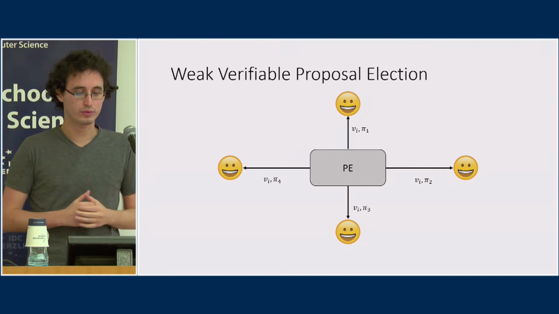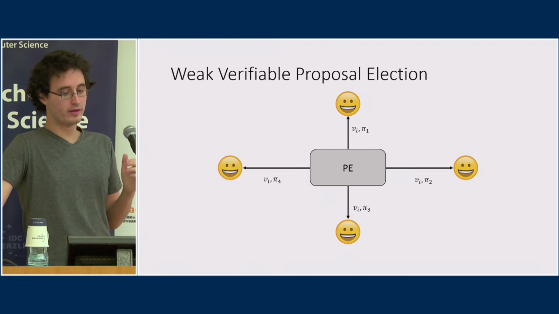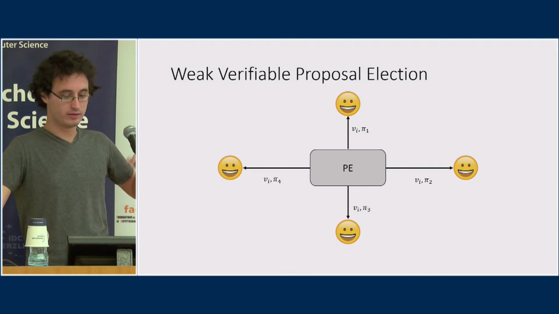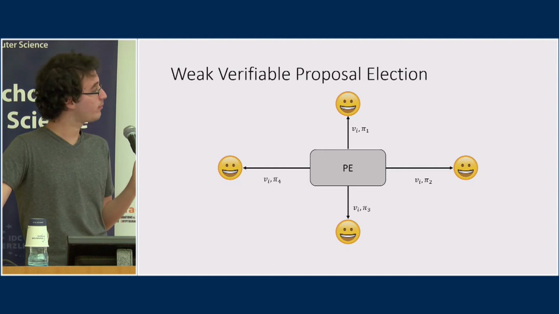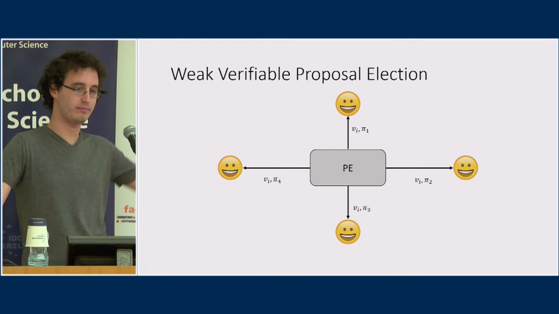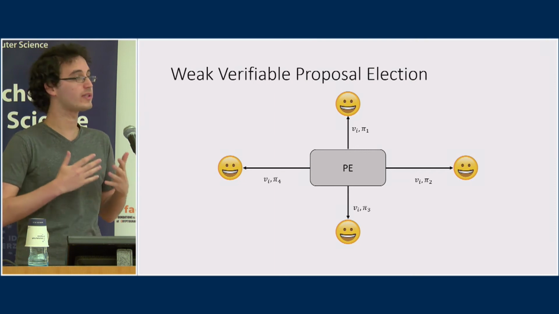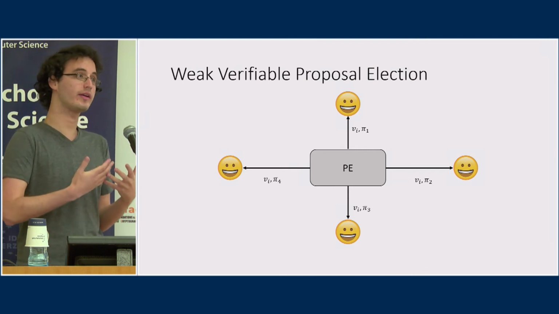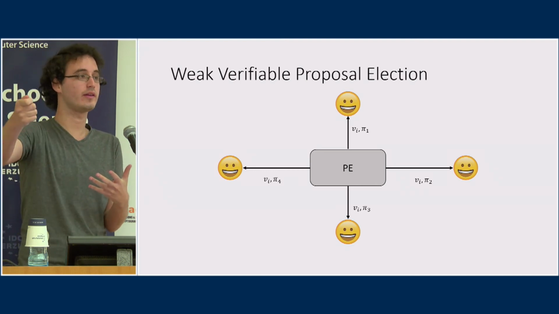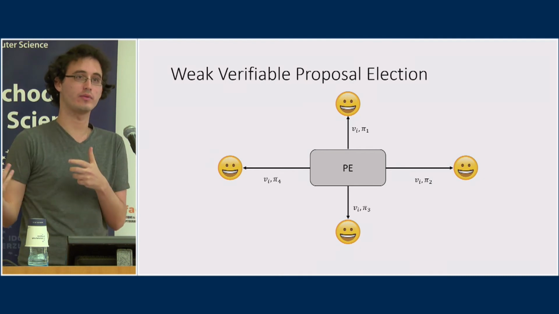Now we have two weird words here, weak and verifiable. So what does each part mean? The protocol is verifiable in the following sense. As you can see in the schematic, the proposal election protocol also provides a proof pi_i for each party. The proof shows that the value was actually received from the protocol. So each party can send the value it received to other parties and say, here is the value I got, and here is a proof that this is the actual value I got. This is the verifiability part.